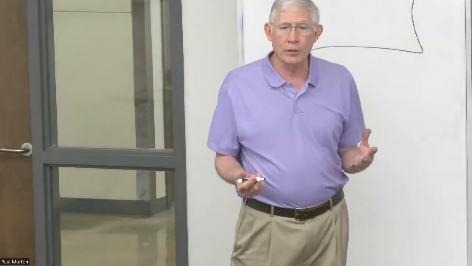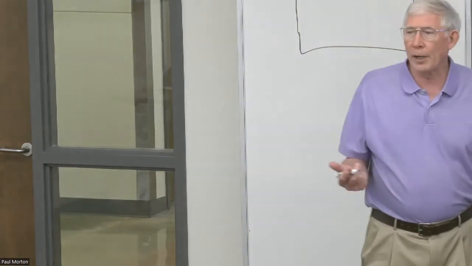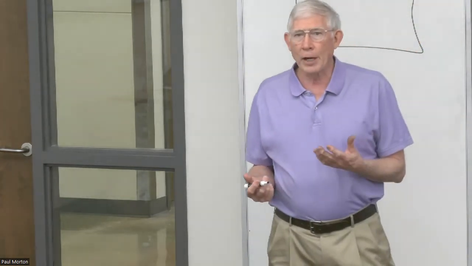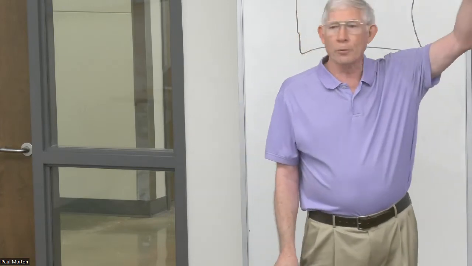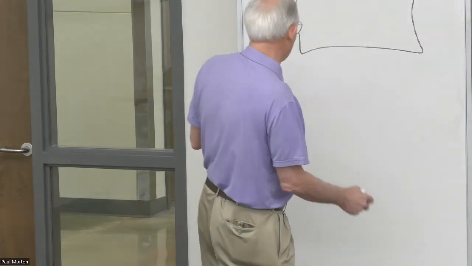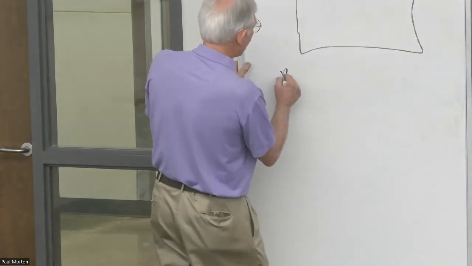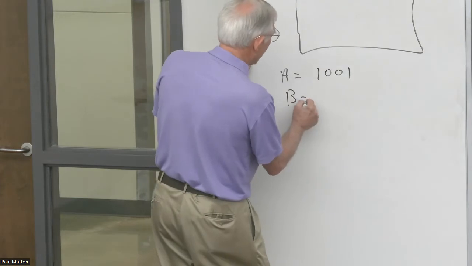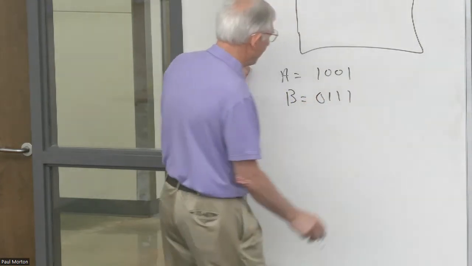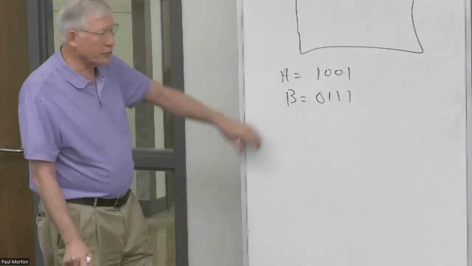When you have a comparator, and we use comparators all the time, what happens is you compare the higher order bits first. So let's say we have 2 numbers. A equals, say, 1, 0, 0, 1, and B equals 0, 1, 1, 1. So which one of these numbers is bigger?